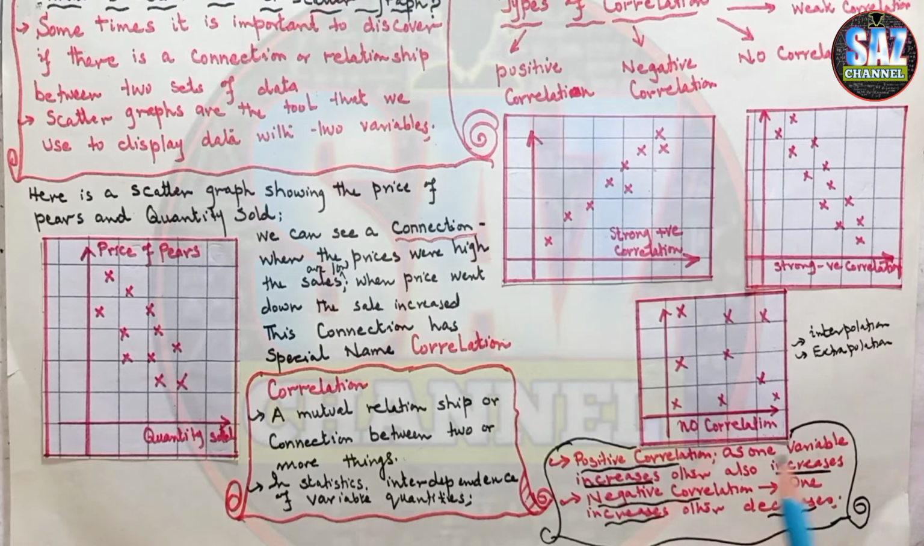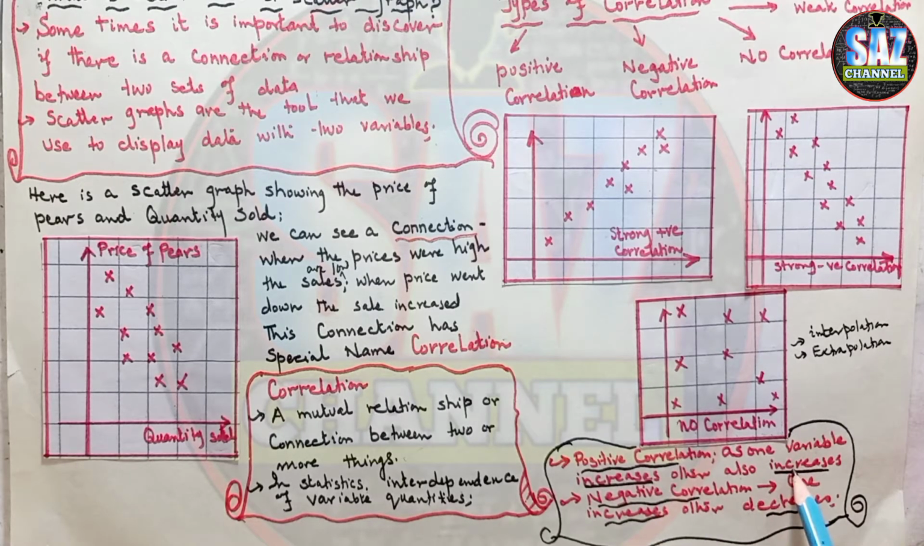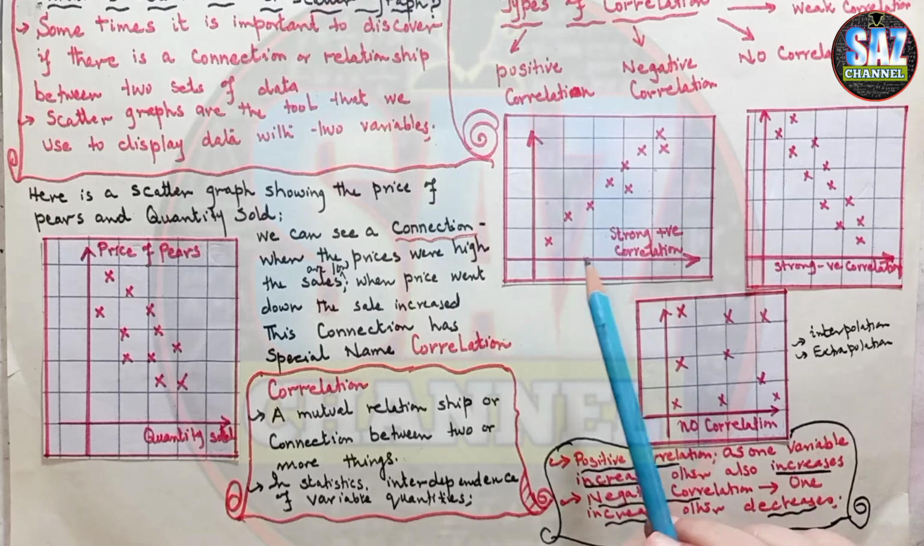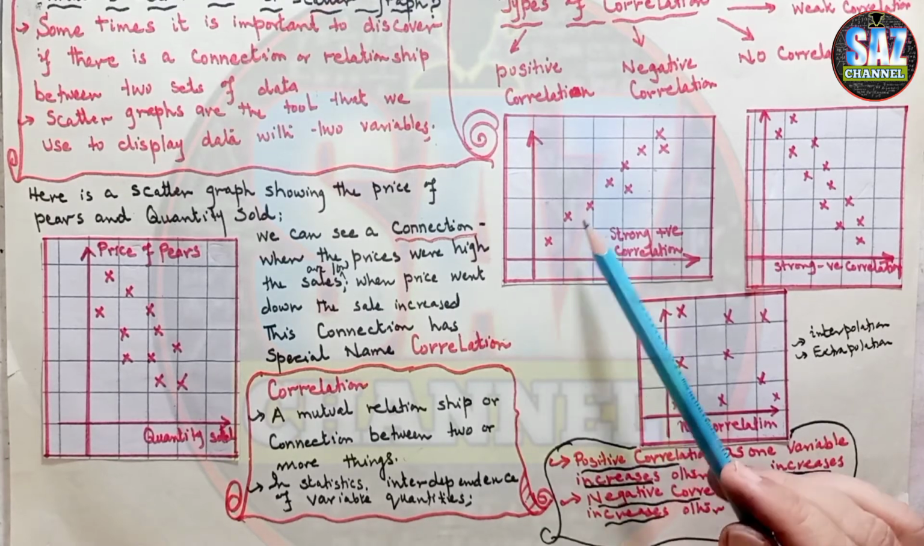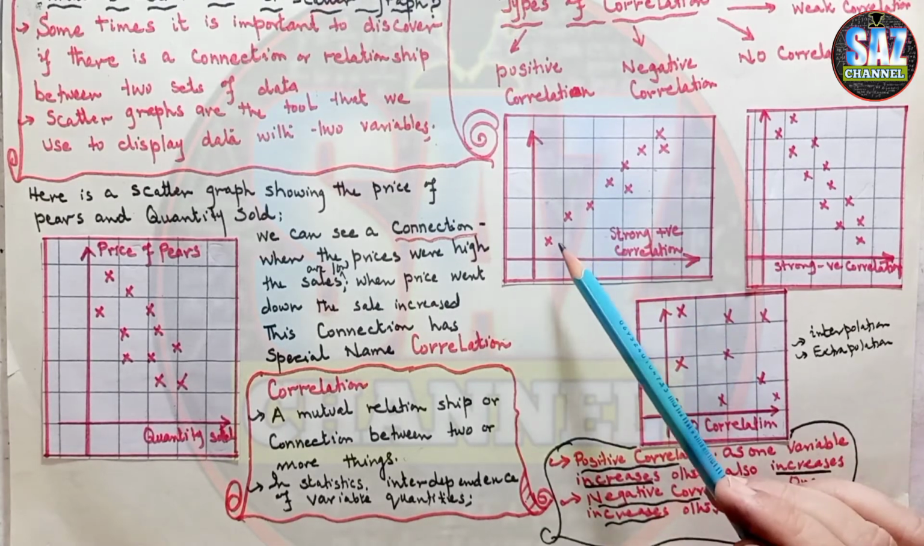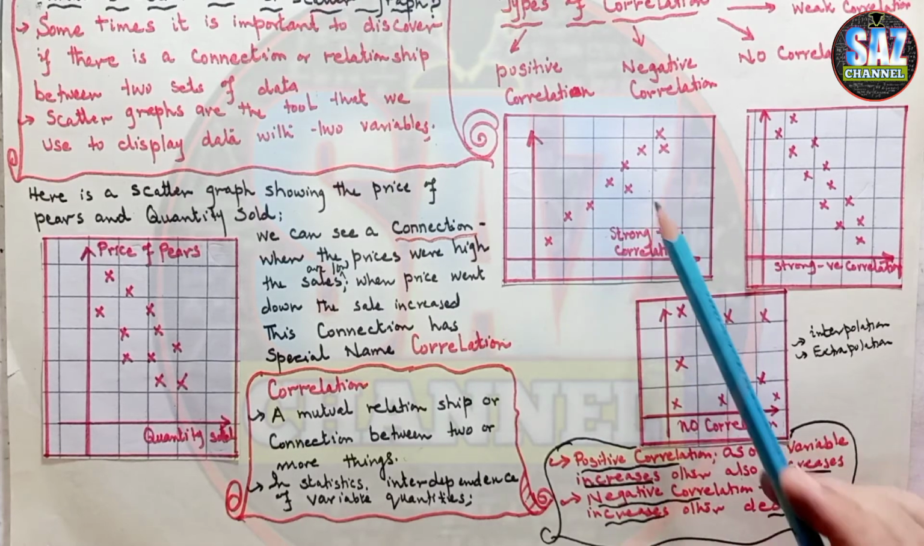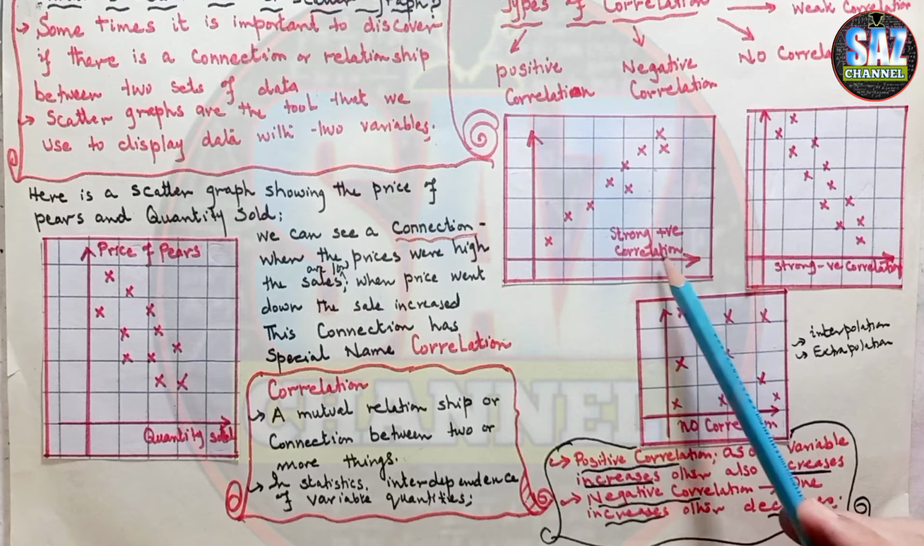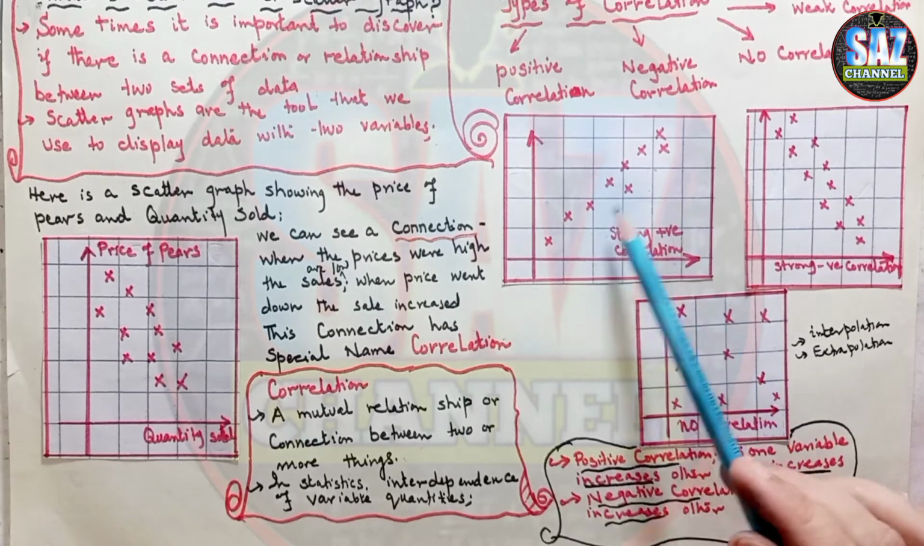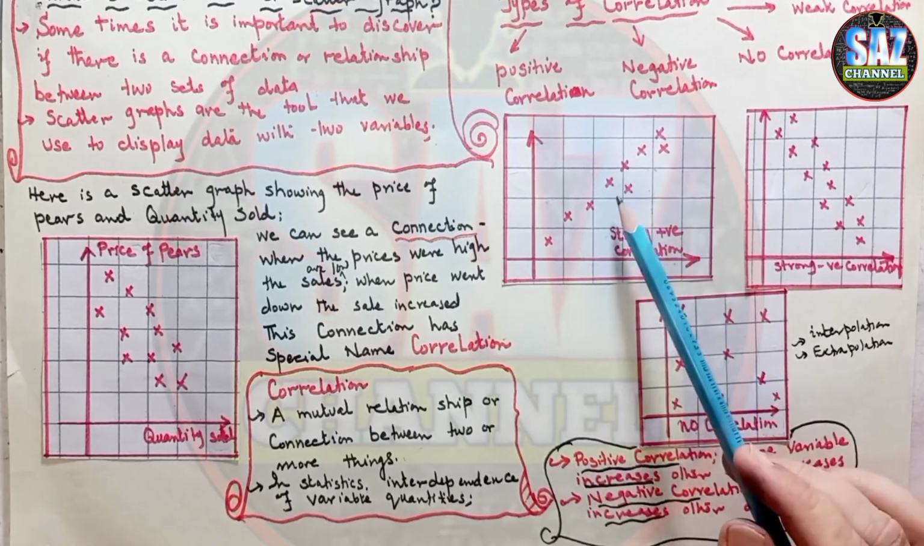When do we observe the positive correlation? As one variable increases, the other also increases. If we look at this first graph, we can see the points are having a rising trend. One quantity is increasing, the other is also increasing. So this type of correlation is called strong positive correlation because the points have a rising trend and they are compact as well.